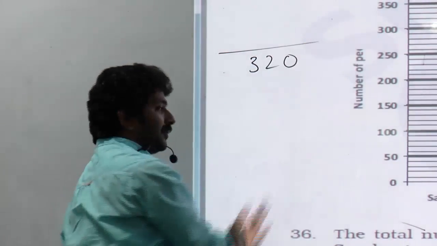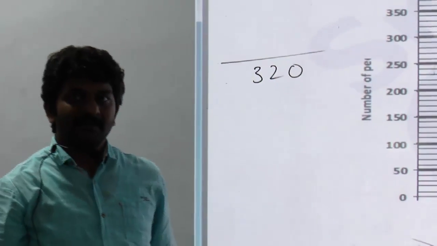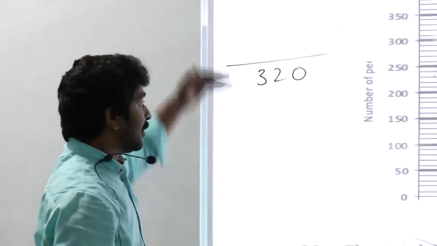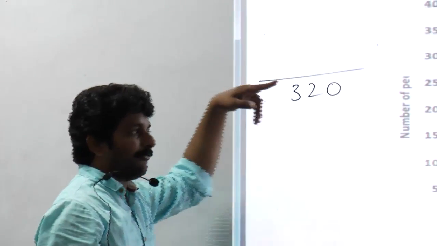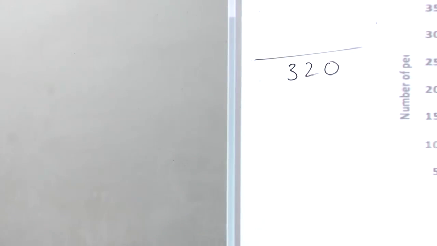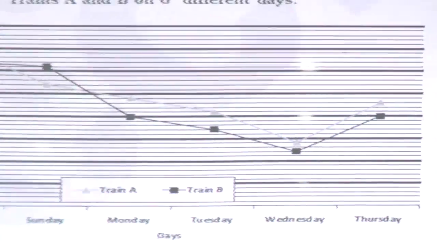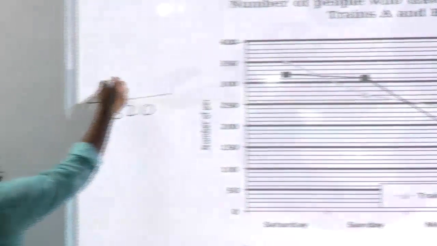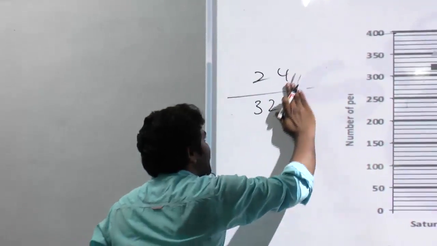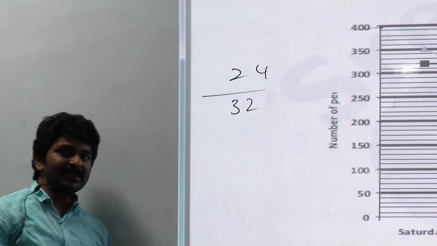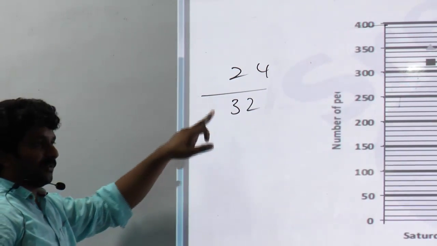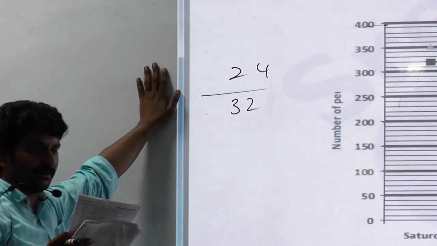And then you are asked about the ratio between persons travelled on Friday to Saturday. Friday, which is 20% more than persons who have travelled on Thursday. Thursday train B, how much is this? 200. Out of 200, what is 20%? 40. 20% more they said, so it should be 40 more. It is 240. 0, 0 cancel. Cancellation with 8, 3 times, 4 times. 3 by 4, 3 is to 4.